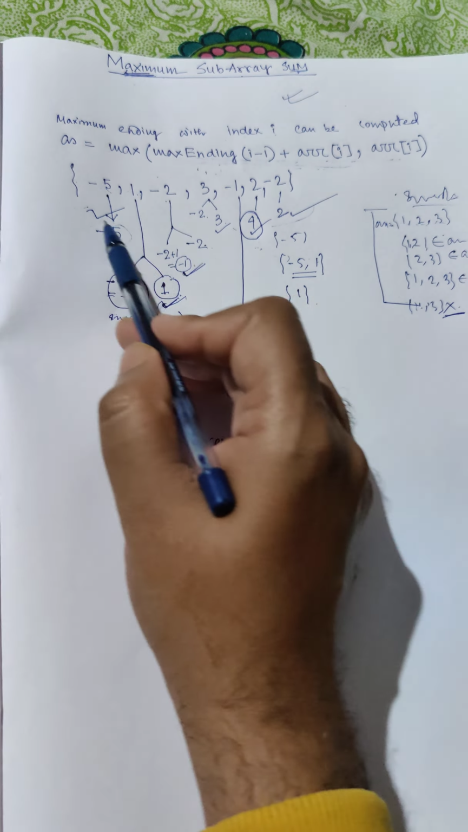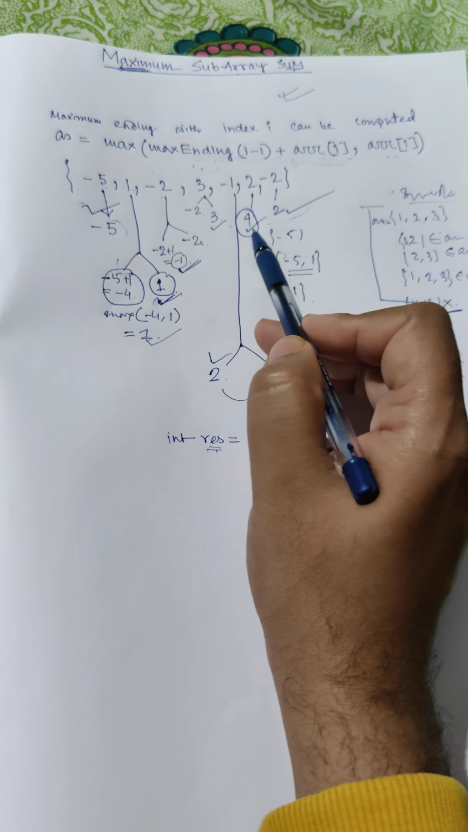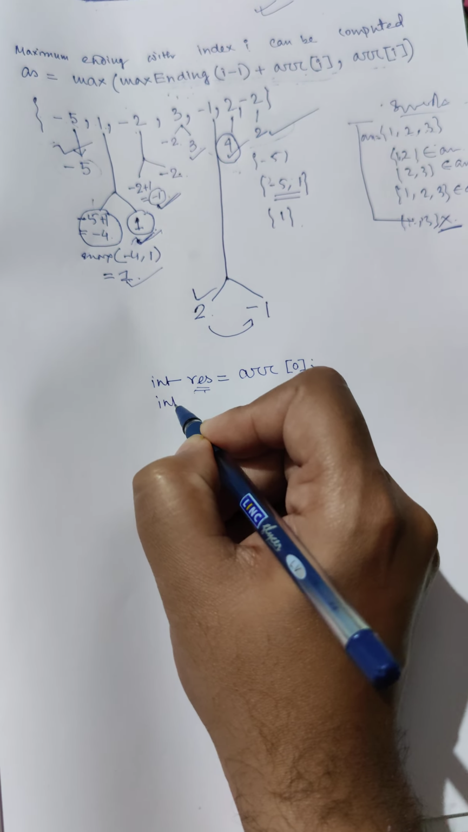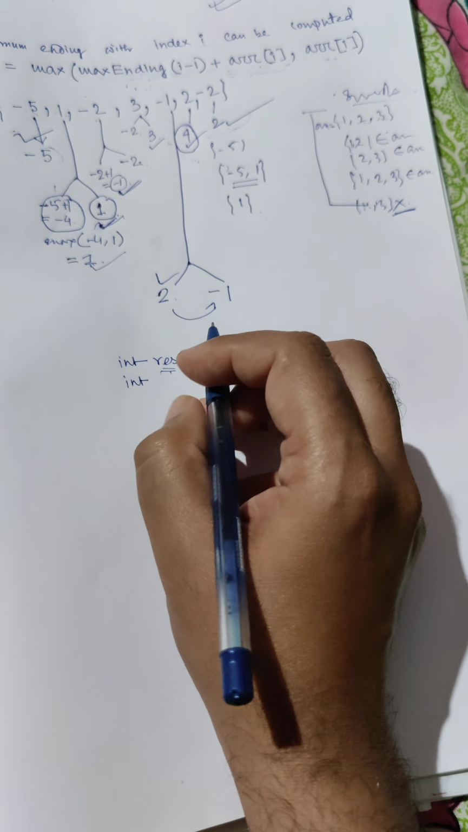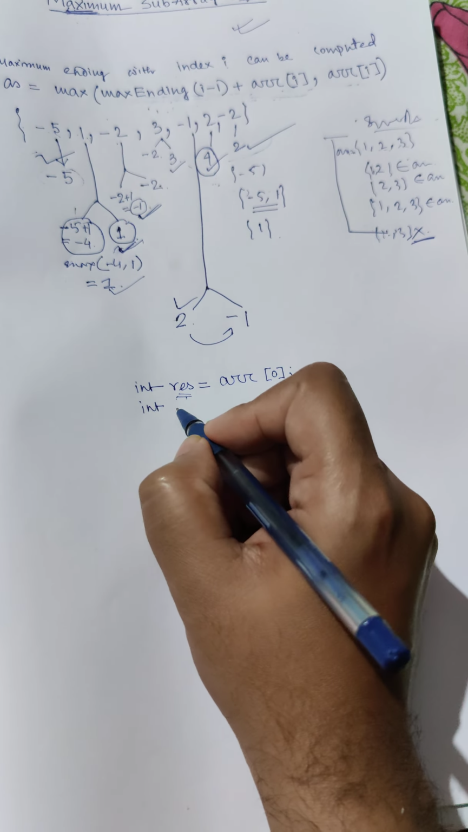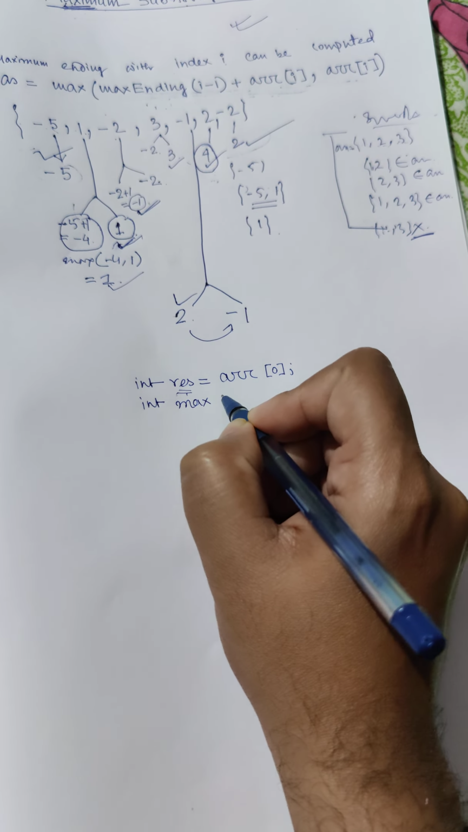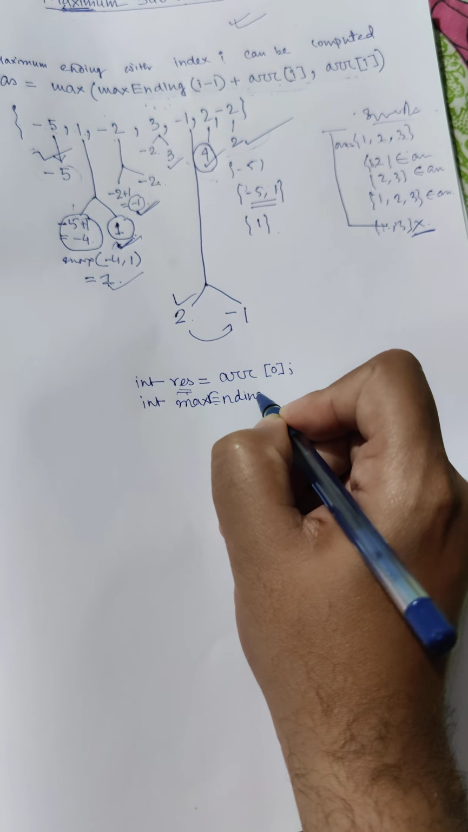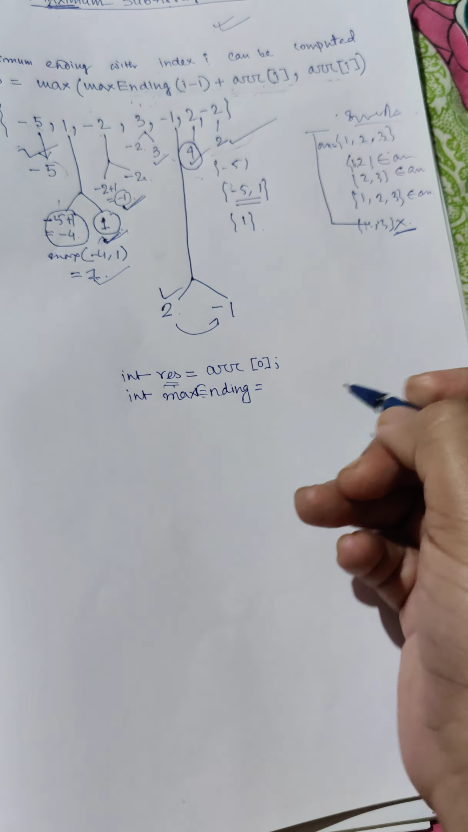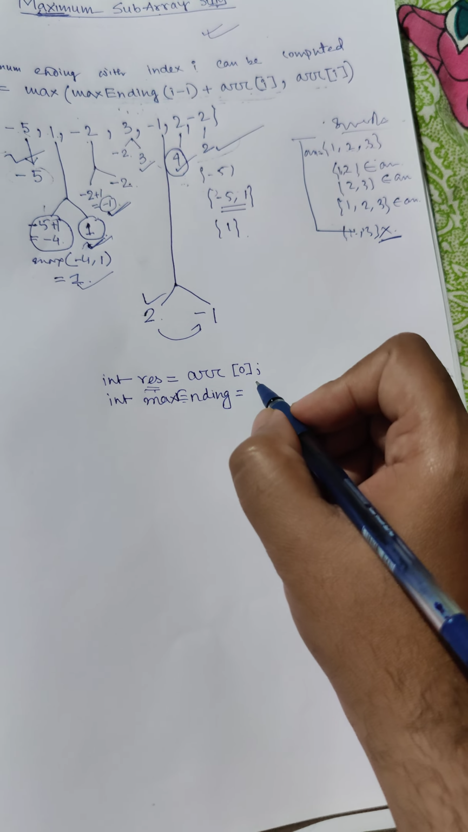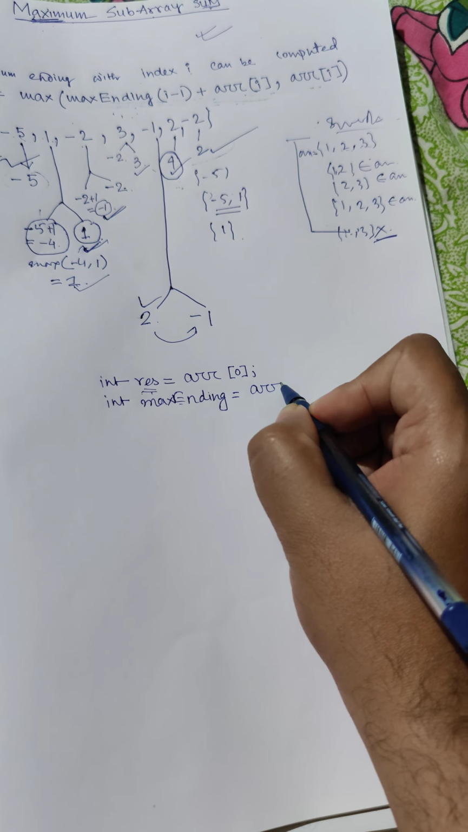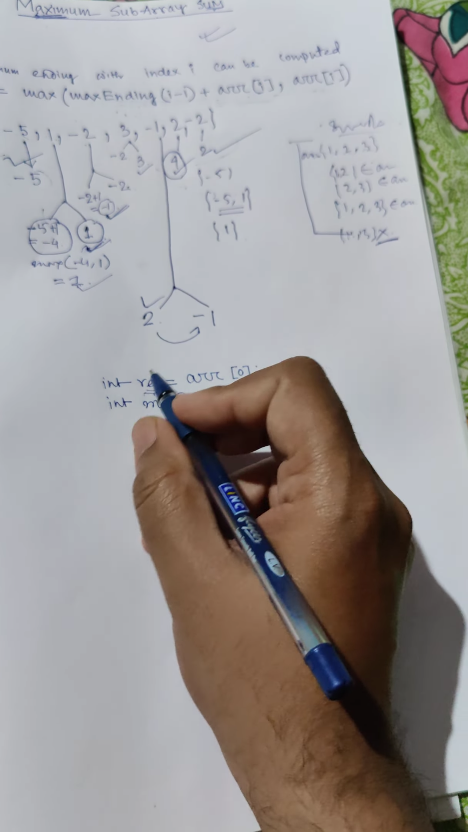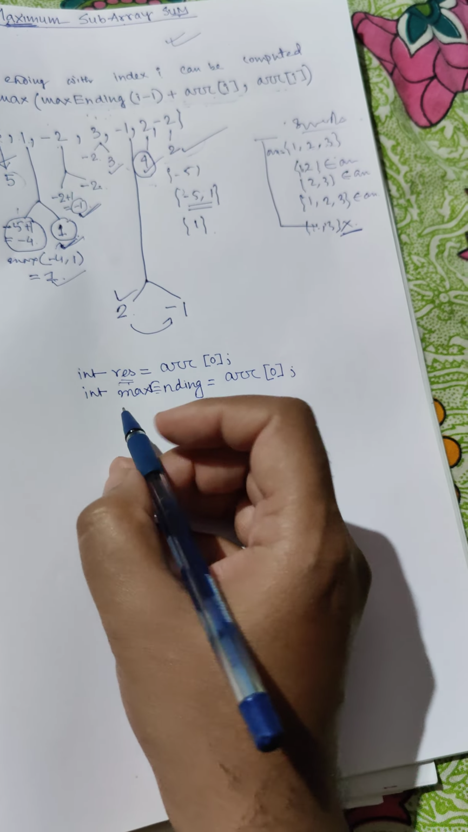Another parameter will be used to define the max ending value for any given element, and that is going to be initialized with arr[0] as well, because this is for the first element. The max ending would be arr[0].